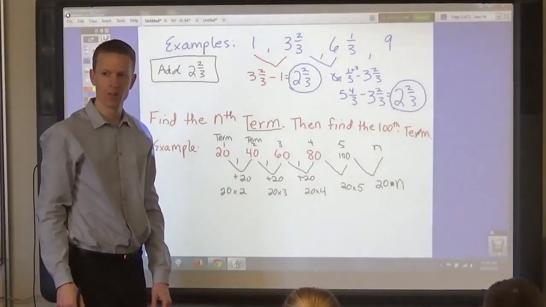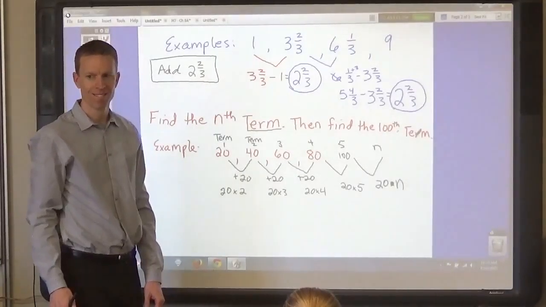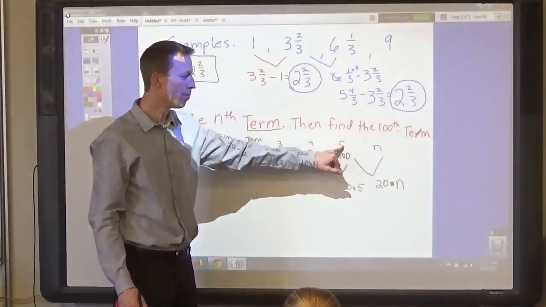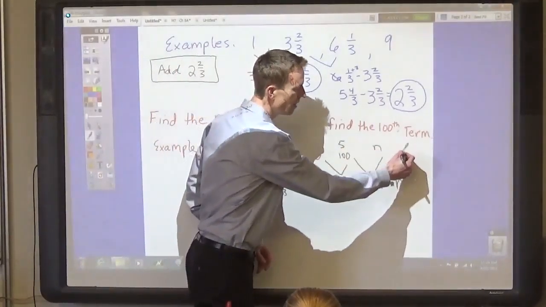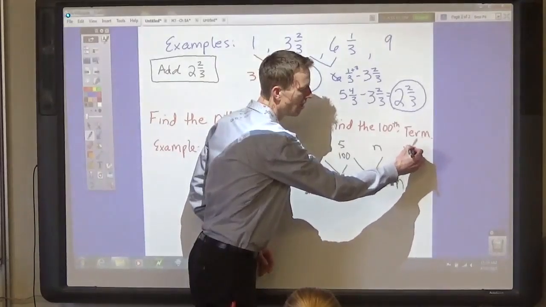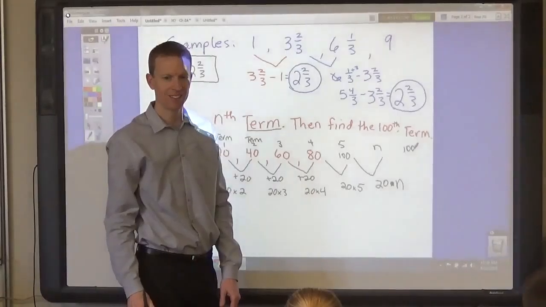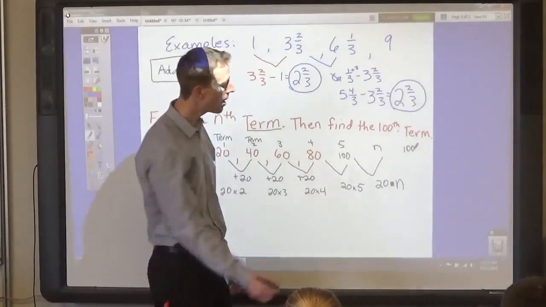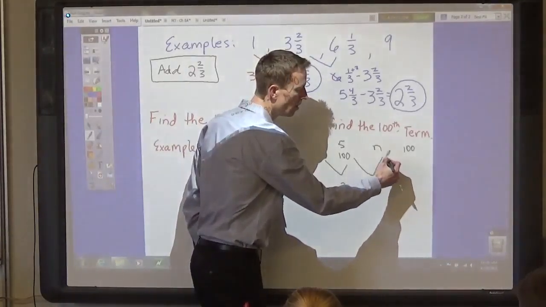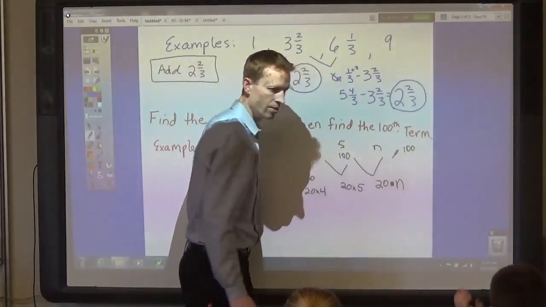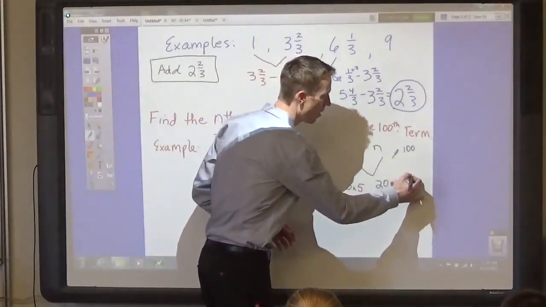Now, if it said, what's the 100th term? Where would that number go? This is the 5th term. This is the nth term. We can put the 100th term there. And so, instead of 20 times n, we could put 20 times 100 to get the 100th term.